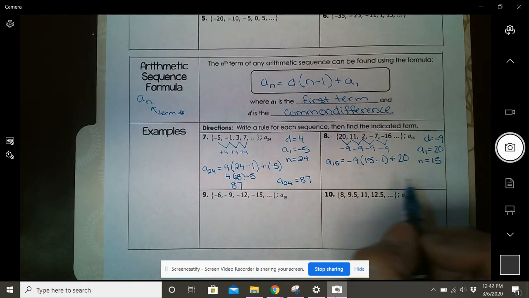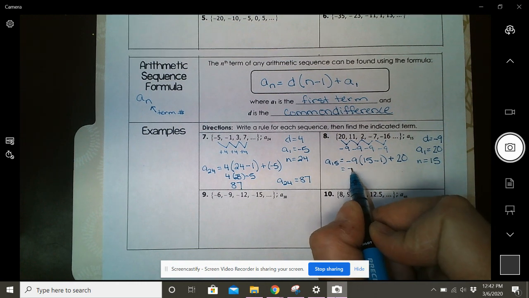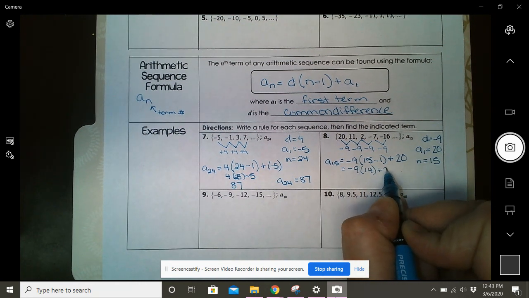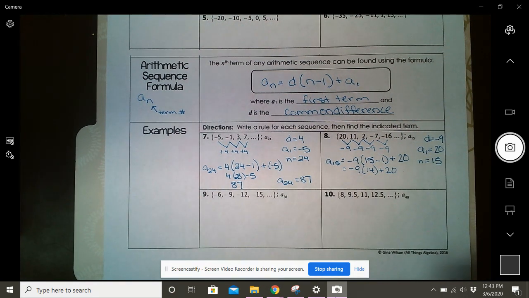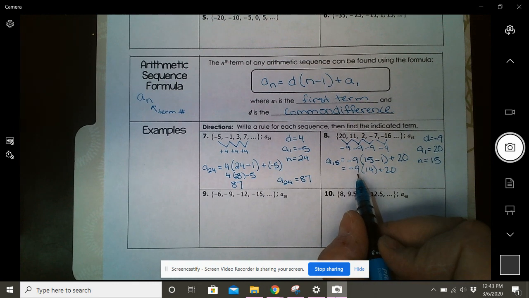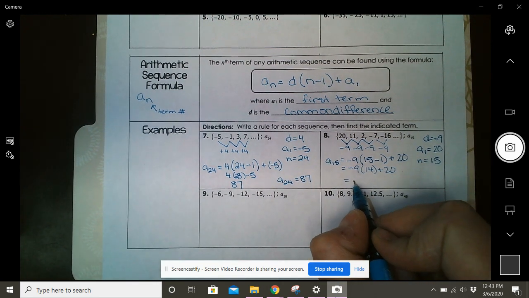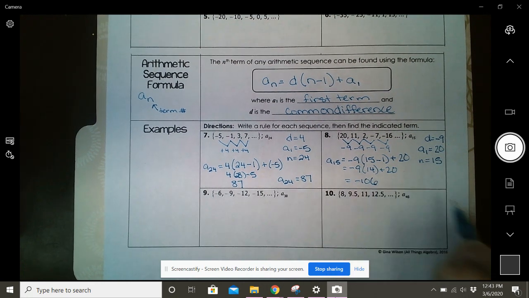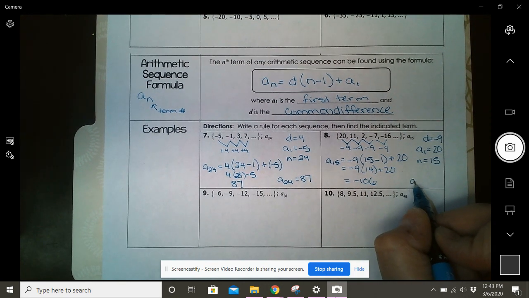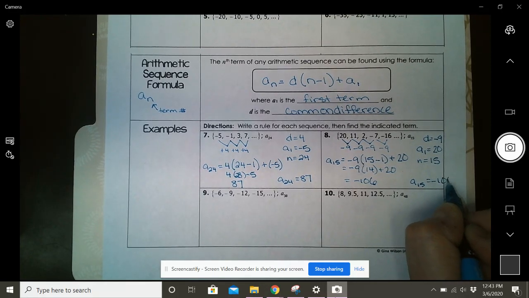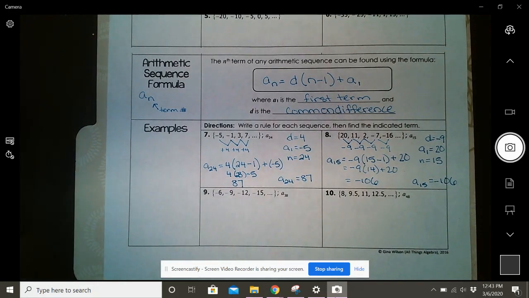Now I just simplify, a little order of operations. 15 take away 1 is 14. -9 times 14 plus 20 is -106. So the 15th term, the 15th number in this giant list, would be -106.